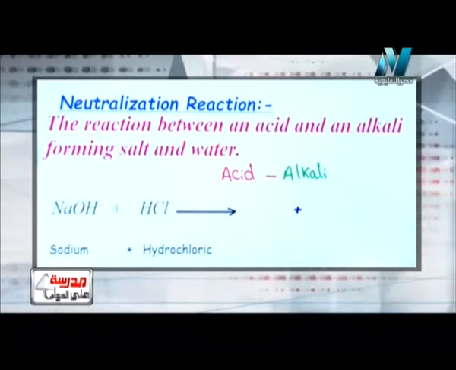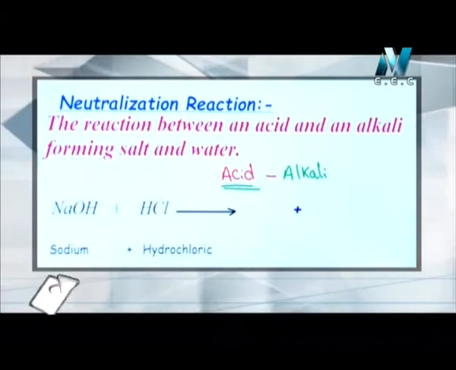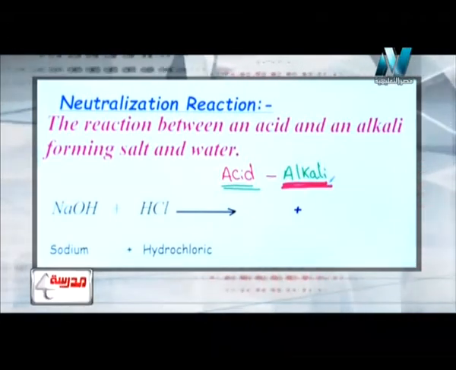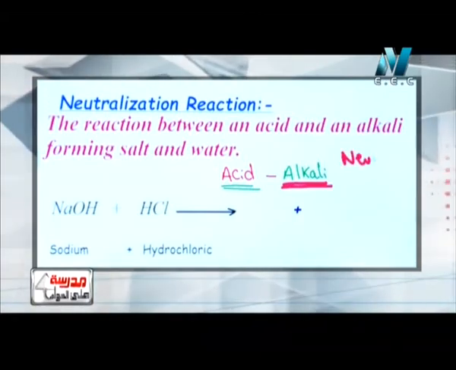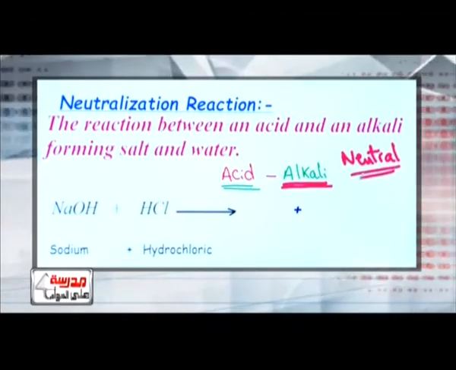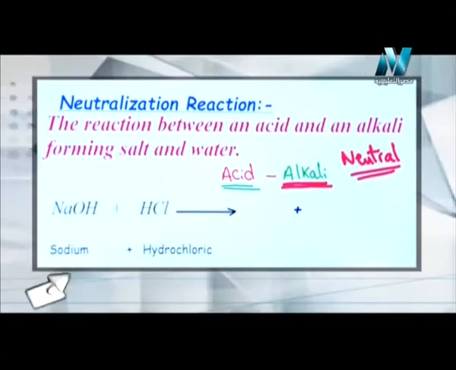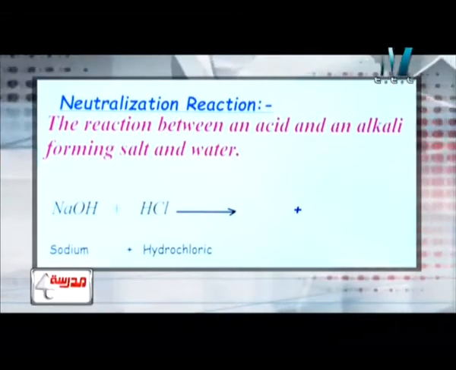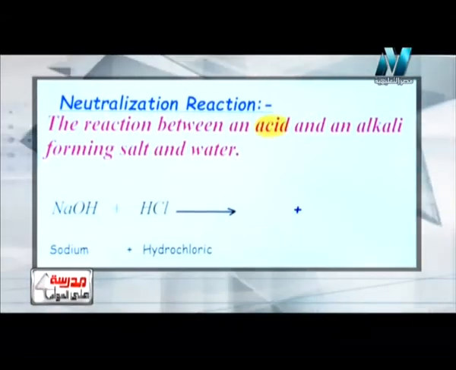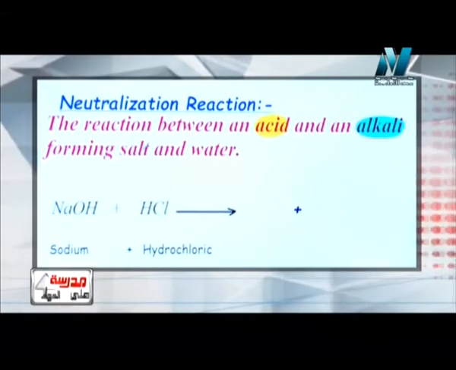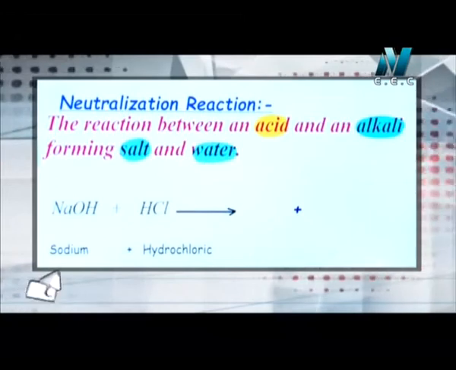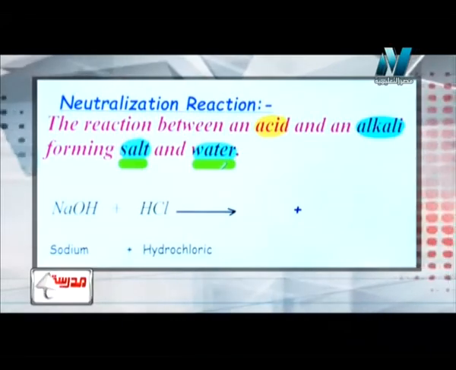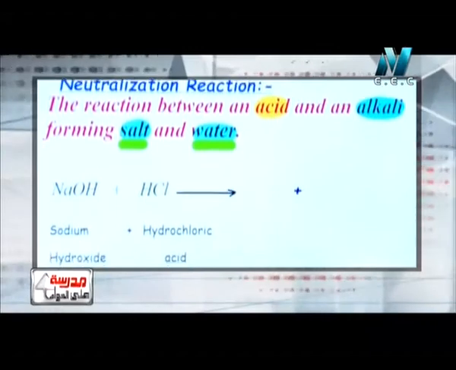Acid changes litmus paper into what? Into red. And alkali changes litmus paper into what? Into blue. But water and salt are neutral, which means they have no effect on litmus paper. So we call this reaction the neutralization reaction, which means a reaction between acid and alkali forming salt and water. Both salt and water have a neutral effect on litmus paper.